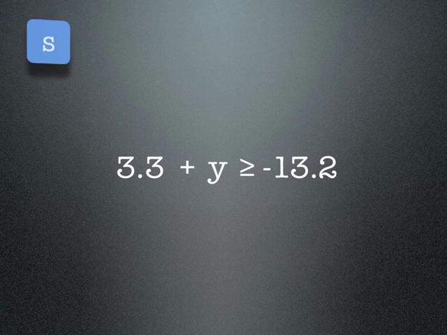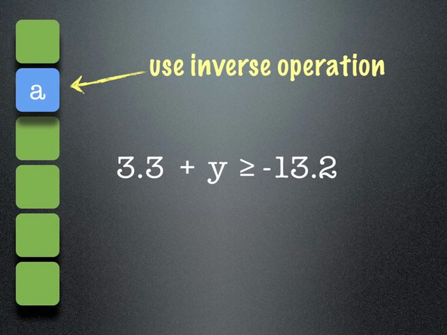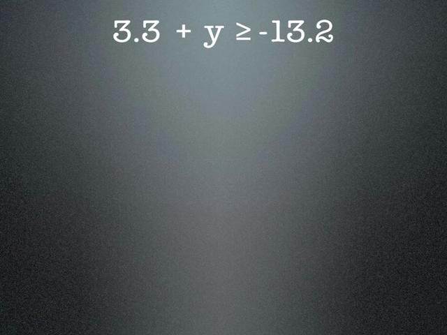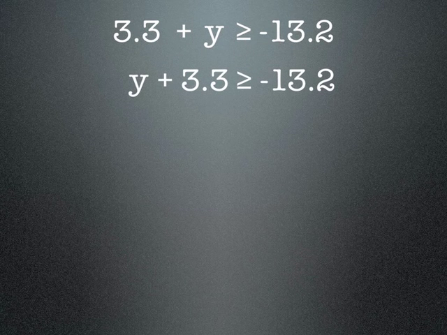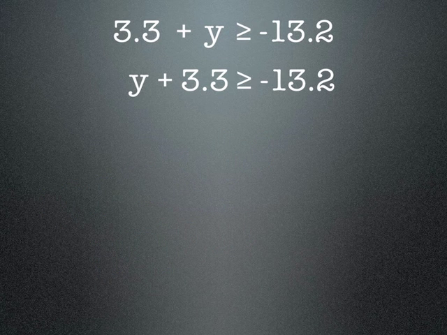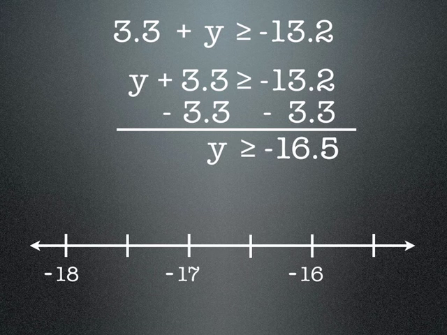Here's another example, and we'll find out that we need to use the inverse operation of addition to solve it. But what I'm going to do first is actually use the commutative property to rewrite this inequality. It's not required to do this, but I find it to be easier to deal with the inequality when it's set up this way. Of course, there is only one step in this equation, and that is to subtract 3.3 from both sides. As you can see, our solution there, y is greater than or equal to -16.5.